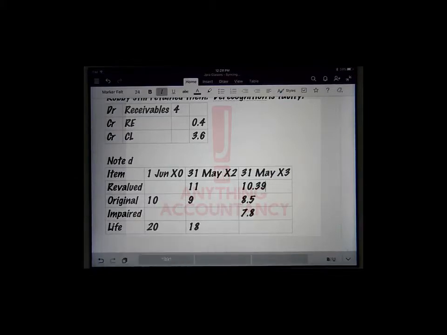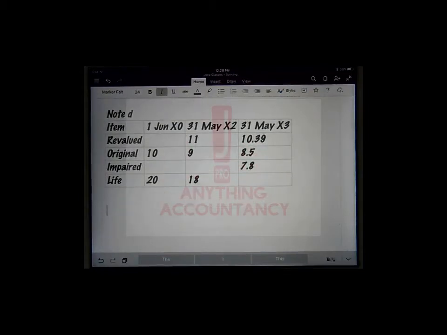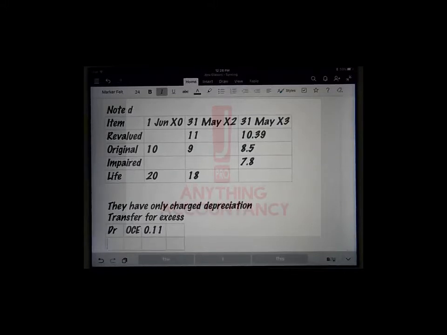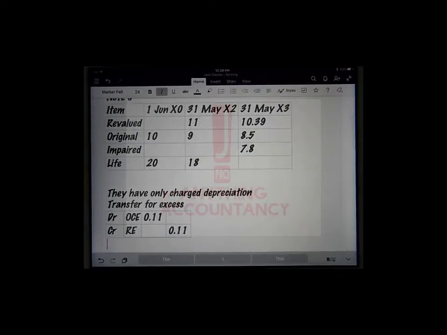Okay. So here, they only charge depreciation. Remember, they only charge depreciation. Which means they haven't done the following: transfer for excess. Debit revaluation reserve, or we call it OCE, 0.11. Credit RE, 0.11. Okay, do you know how to get this 0.11?